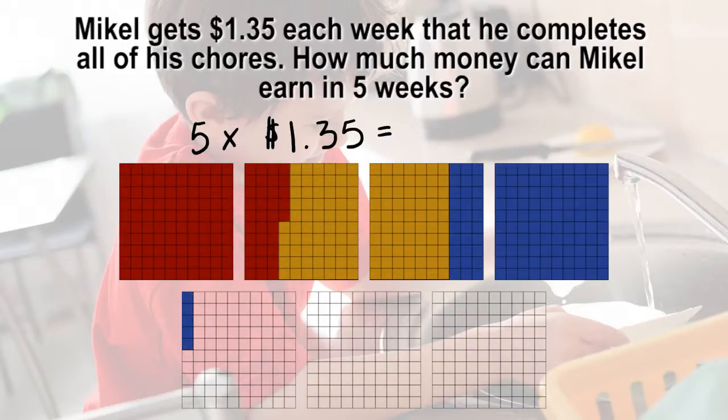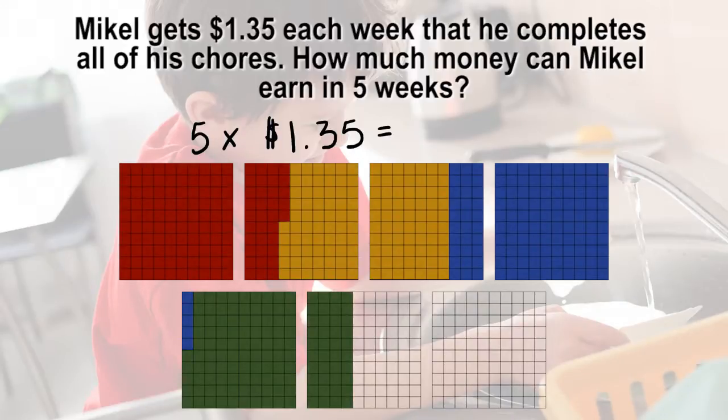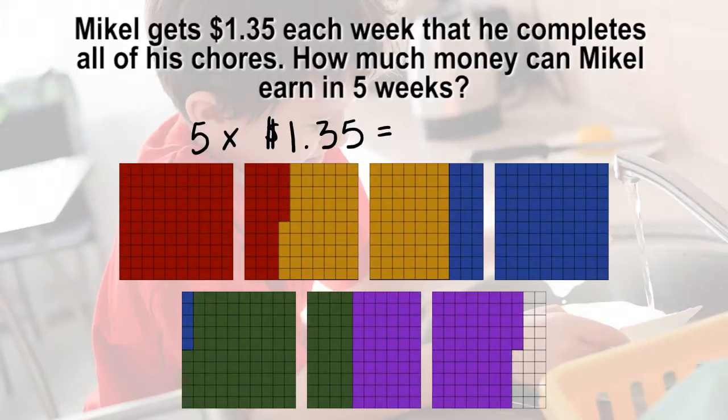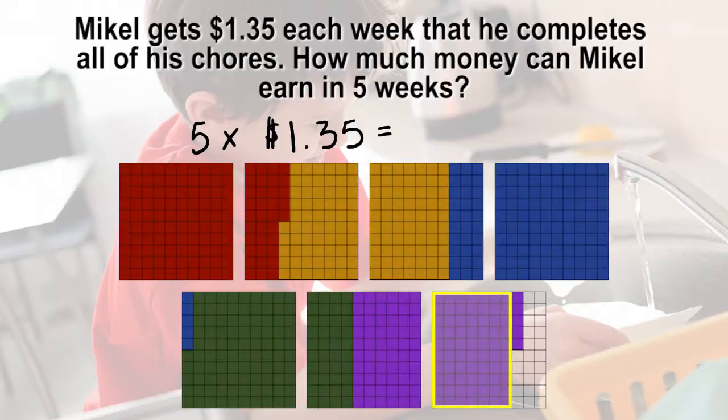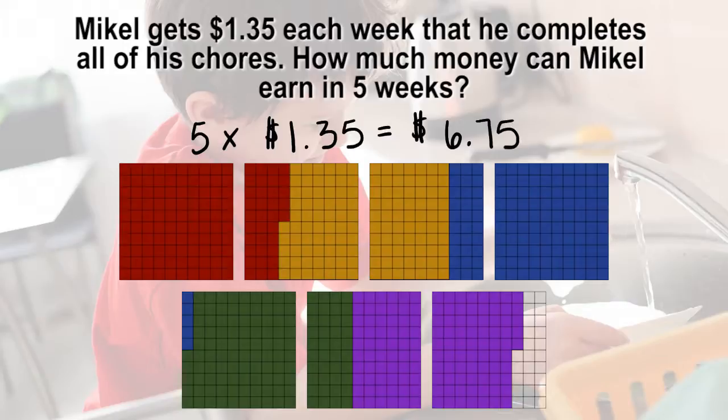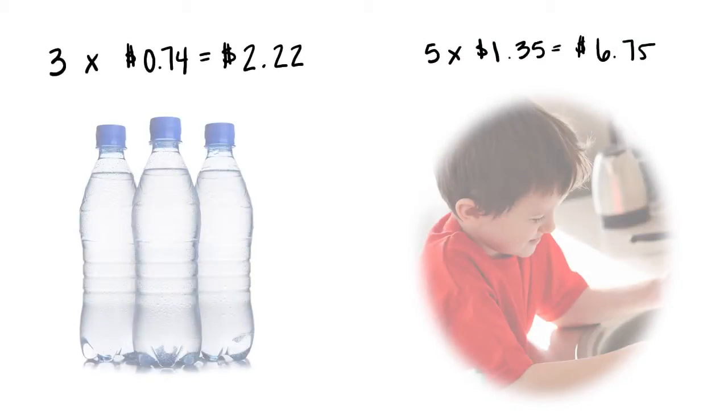Complete filling in the 1 and 35 hundredths 3 more times using different colors to equal our 5 groups of 1 and 35 hundredths. It is clear to see there are 6 whole hundredths grids, 7 columns, and 5 blocks filled in. Michael can earn $6.75, or hundredths.